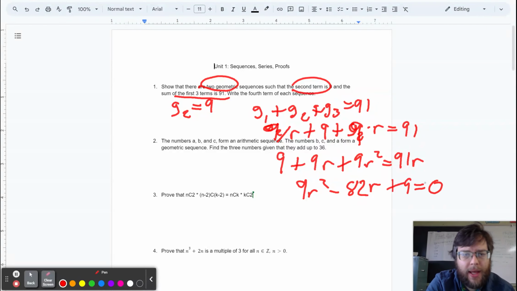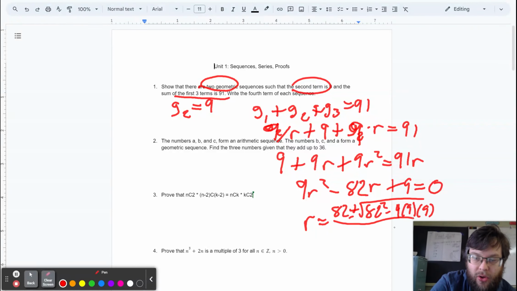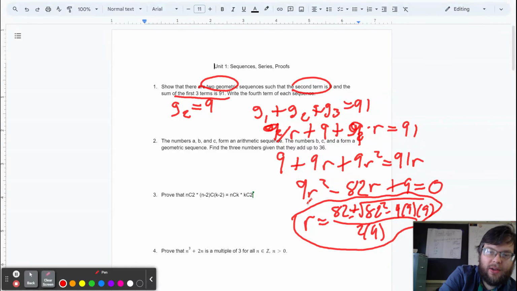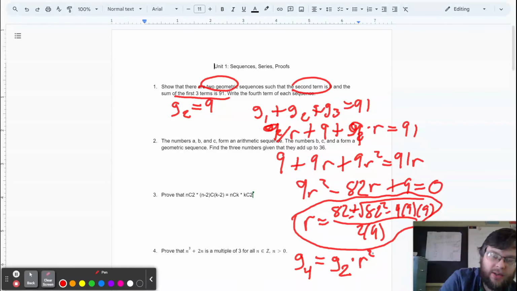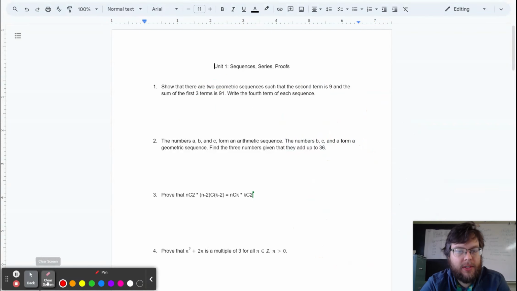Okay, so then I just have a quadratic equation. So the opposite of b plus or minus the square root of b squared minus 4ac, all divided by 2a. You can figure this out using a calculator if you want, and the way that you figure out the fourth term of each sequence is it's just G2 times r squared. So that's just going to be 9 times r squared. You can do the rest of it. I don't have time to go through those details.